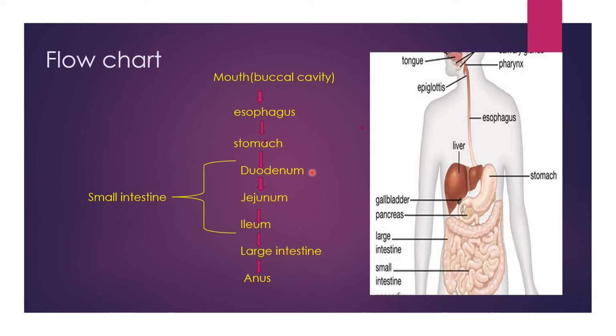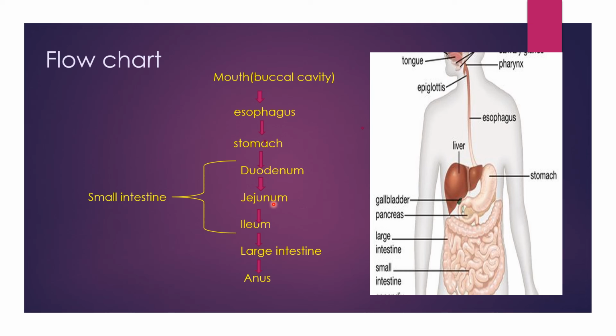So in the duodenum, what is happening? See here, when food enters the duodenum, it mixes with a kind of juice. This juice is secreted by the liver, gallbladder and pancreas. So this food will mix with the juice in the duodenum section. Here breakdown will happen, and after this food will enter the jejunum section. Here also breakdown of food will occur.